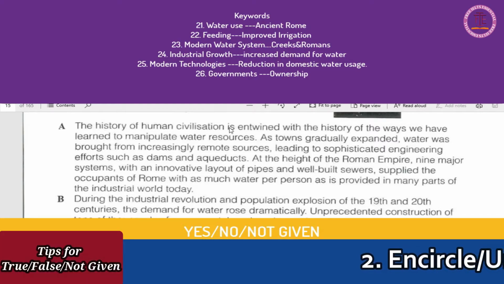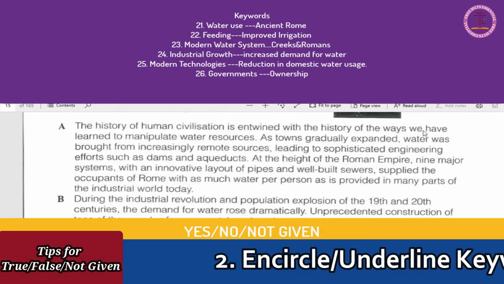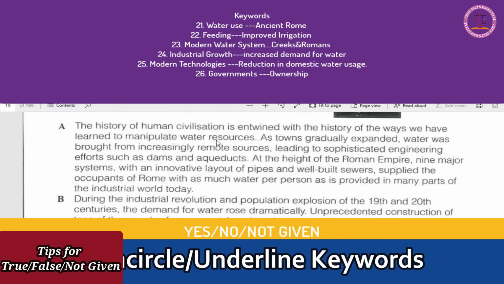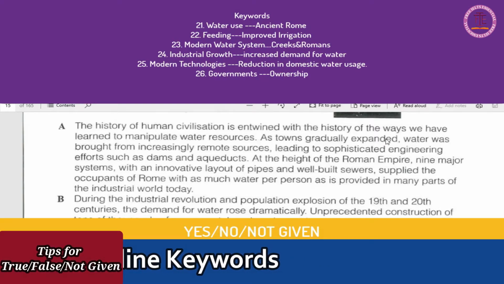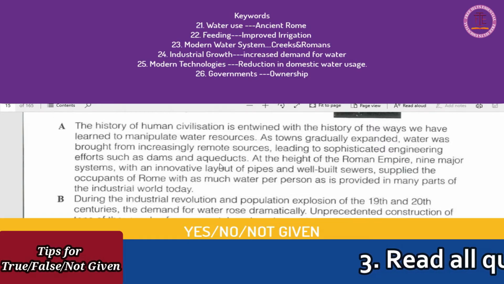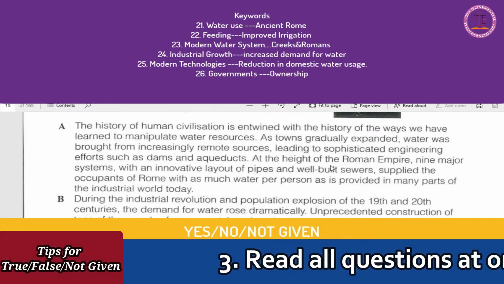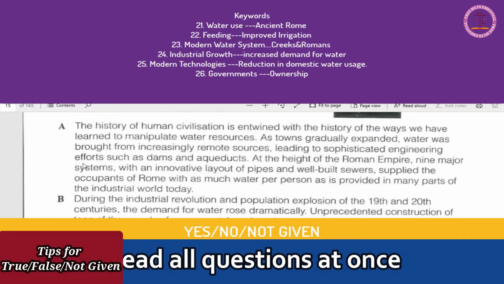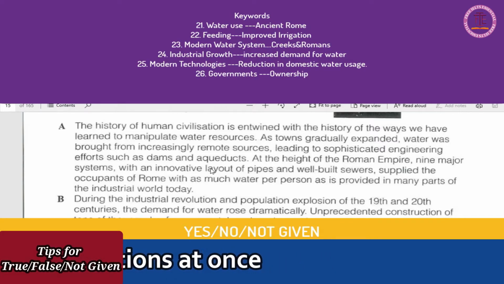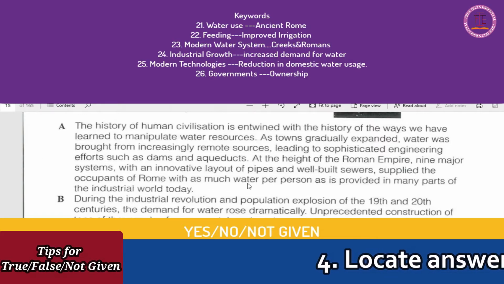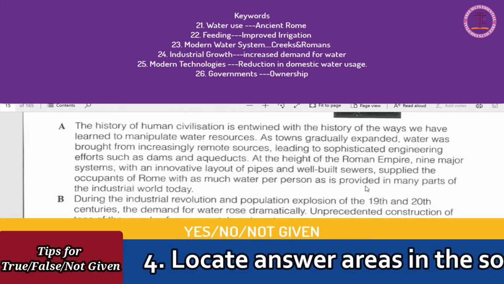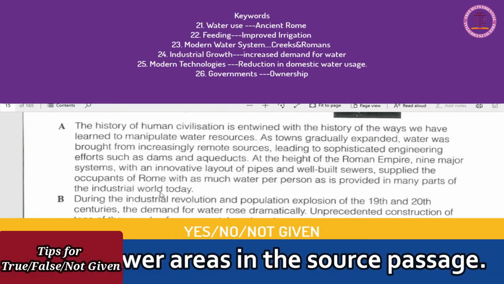The history of human civilization is entwined with the history of the ways we have learned to manipulate water resources. As towns gradually expanded, water was brought from increasingly remote sources, leading to sophisticated engineering efforts such as dams and aqueducts. At the height of the Roman Empire, nine major systems with an innovative layout, pipes and well-built sewers supplied the occupants of Rome with as much water per person as is provided in many parts of the industrial world today.